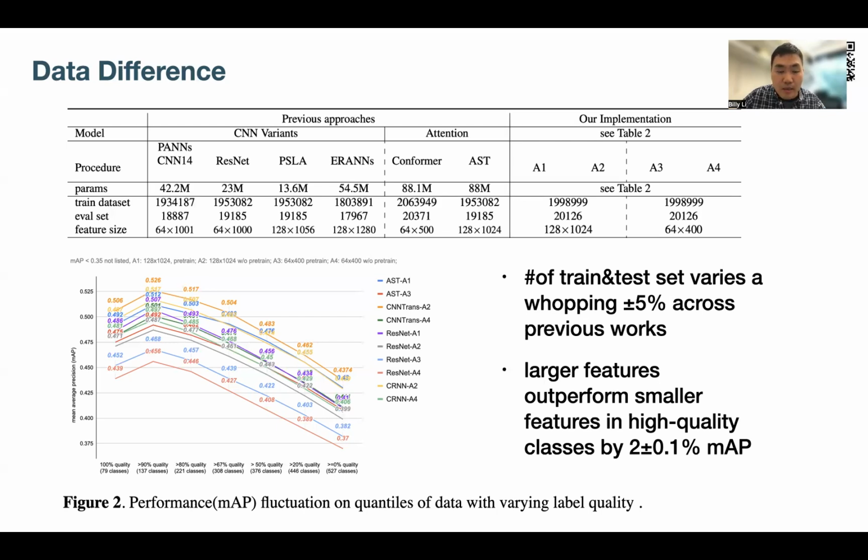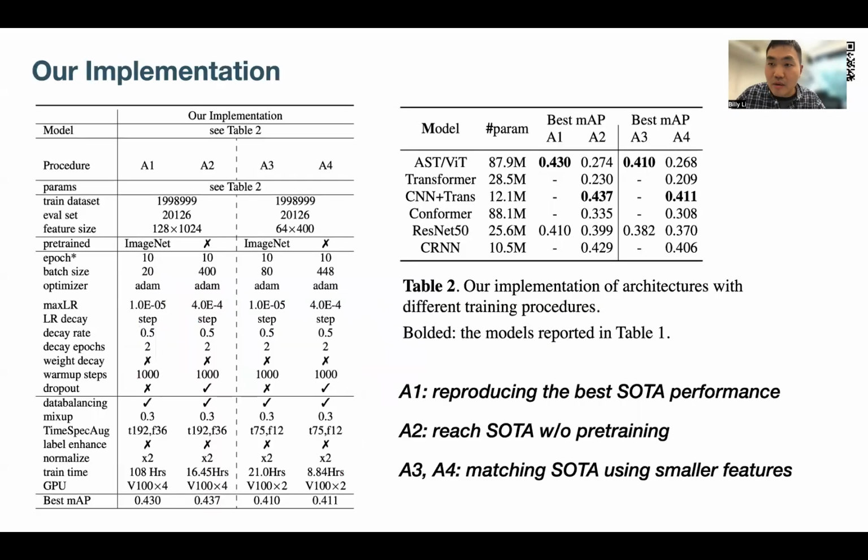In our experiment, we compare mainly two features: one is the 128 log mel filters, the other is with only 64 mel filters, and they differ by only about 2 MAP. So in cases where we want an efficient system with less computational requirement, we actually need to advocate for the usage of smaller features.